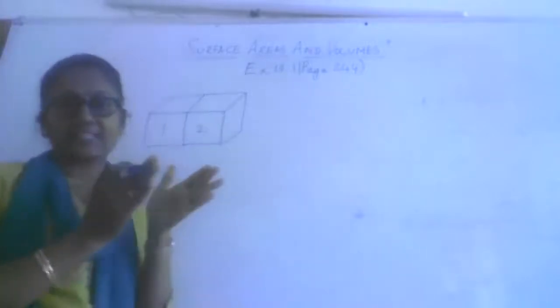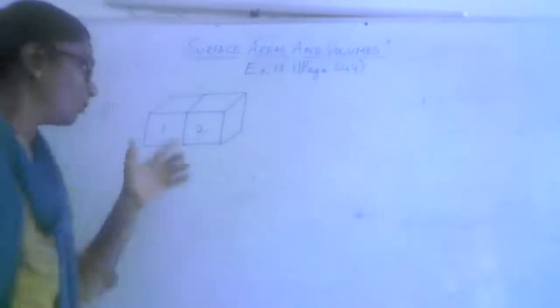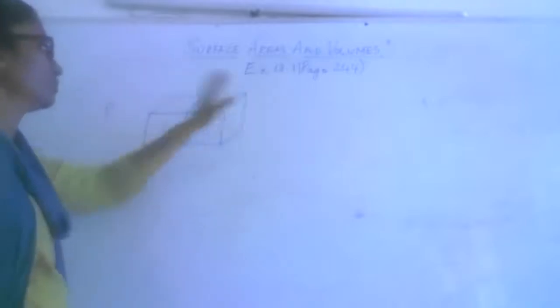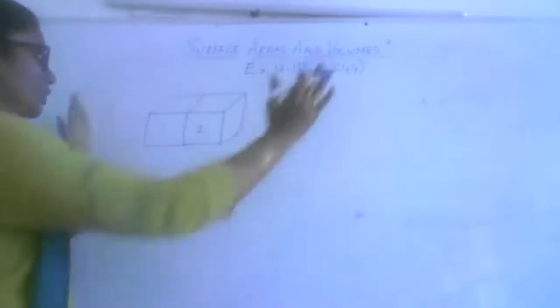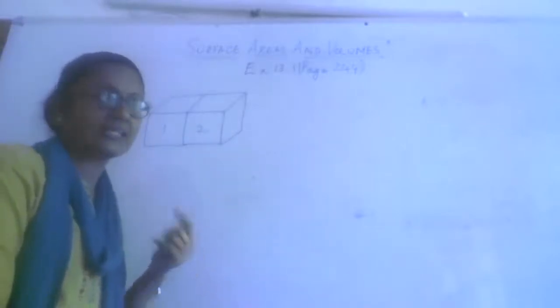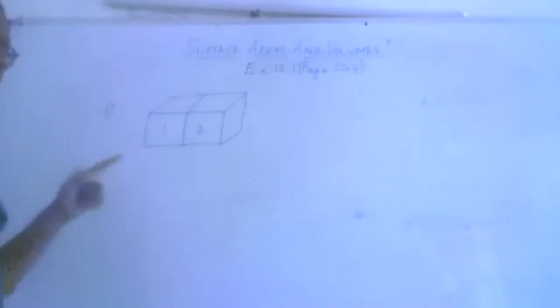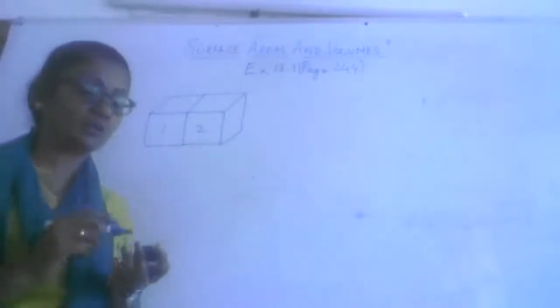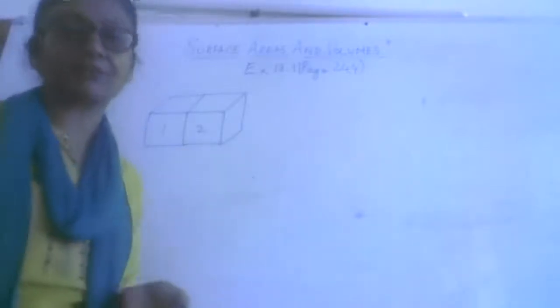When they are placed next to each other without a gap, what is the resulting solid that you're getting here now? This is cube 1, this is cube 2. When I attach both of them, is there a new solid created? Cuboid. There is a cuboid created. What they want is to find the surface area of the resulting cuboid. They are talking about surface area.